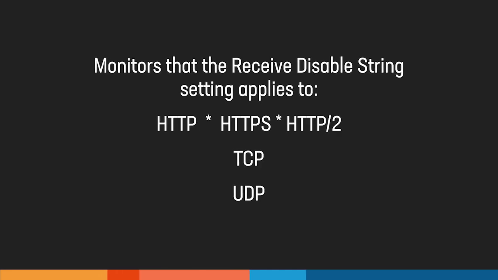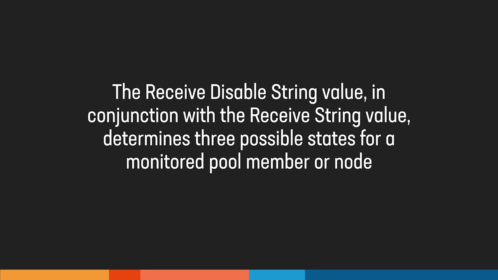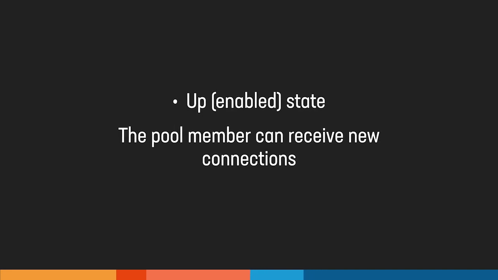The Receive Disable String setting applies to HTTP, HTTPS, HTTP/2, TCP, and UDP monitors. These monitors use the Receive Disable String value in conjunction with the Receive String value to determine one of three states for a monitored pool member or node. The Up enabled state, where the pool member or node is available to receive new connections.